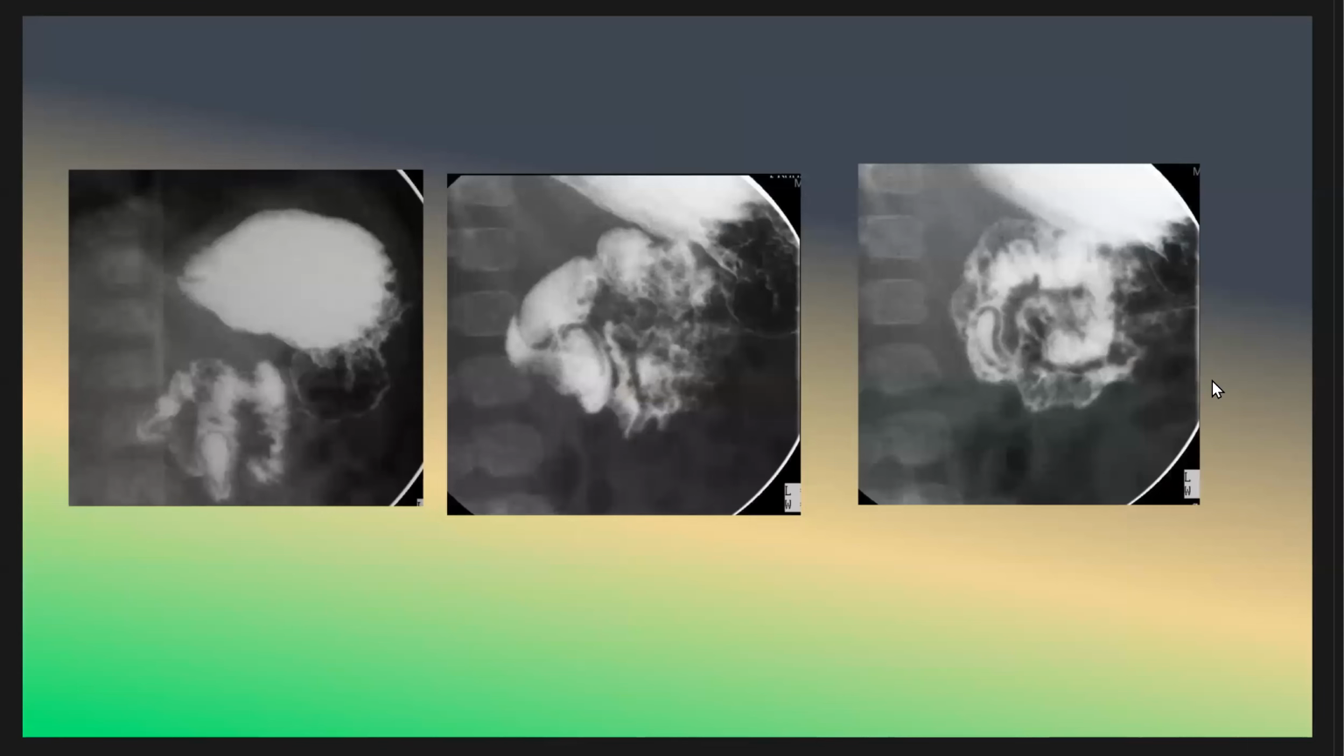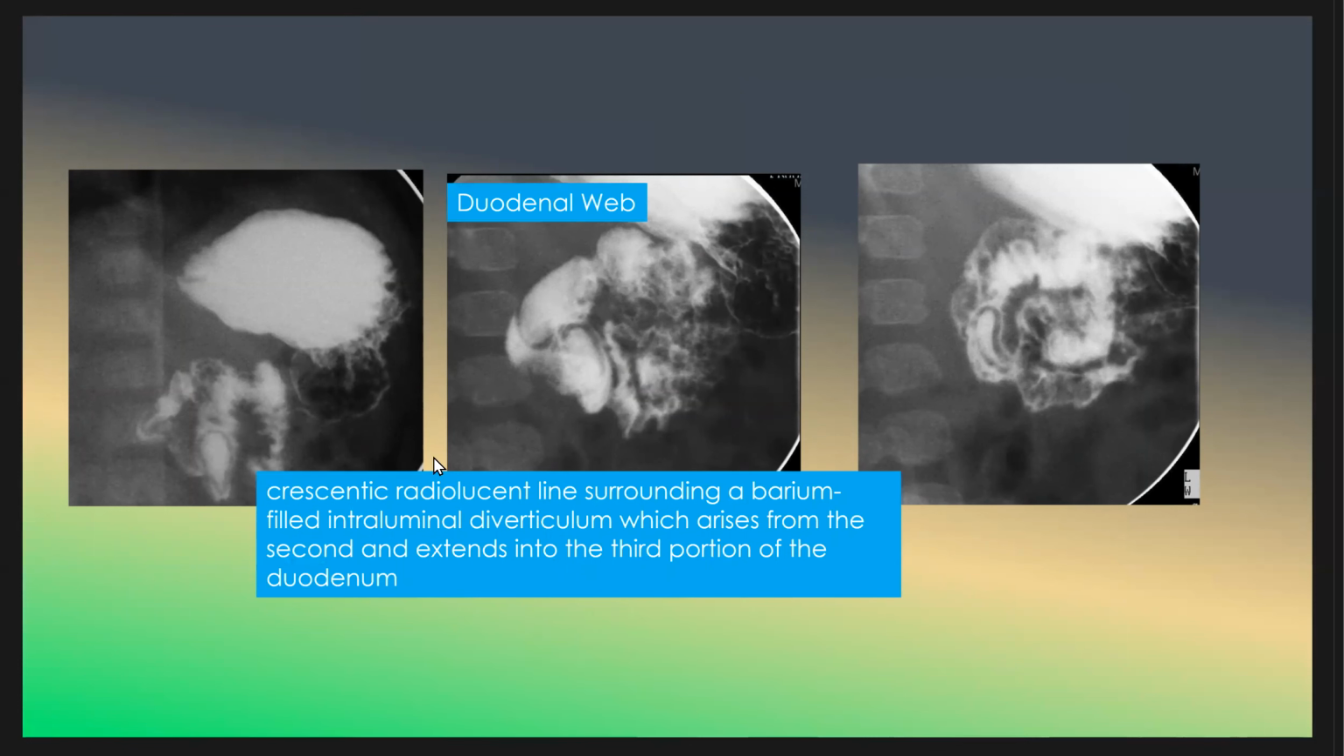We move to the next case. What do you think about the next case? The patient has vomiting and poor weight gain. And we see here the patient has a lucent area in the second part of the duodenum extending to the third part of the duodenum. This is a diverticulum surrounded by a lucent area, and this is a congenital web. This is a duodenal web. As we see, this is the lucent area and this is the web.